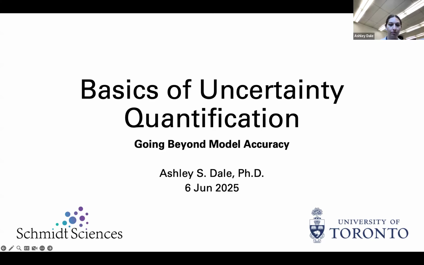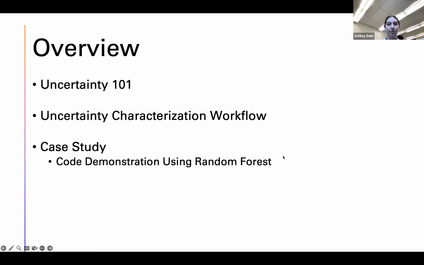So what we're going to go over is basics of uncertainty, and hopefully this is going to be a review for most of us. So kind of what we're going to be talking about: we're going to go through an uncertainty characterization workflow, the things that we actually want to do when we're looking for uncertainty. And then we're going to do a case study that's going to use our Jupyter notebook to actually show how we are going to apply these ideas to a trained model.